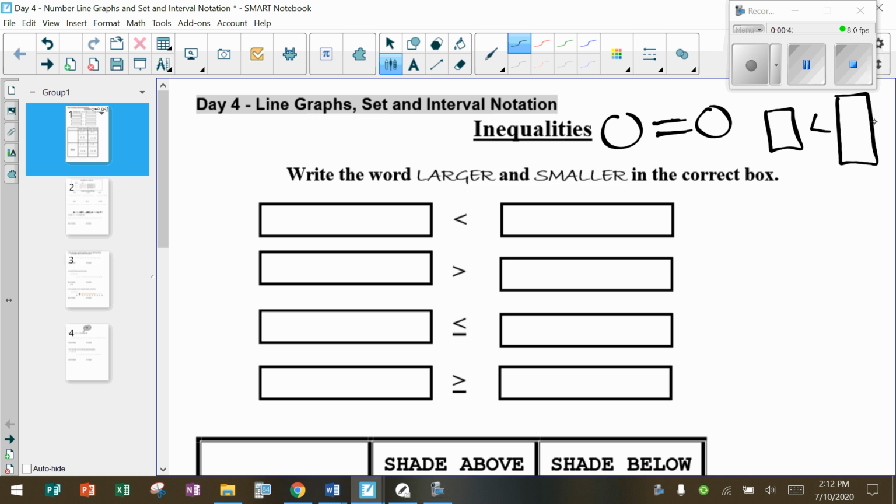Now, your elementary school teachers may have used the alligator eats the bigger number or the Pac-Man eats the bigger number, and those are all true and great, but some people just like the logic, basic explanation of why they are using that symbol. And the reason is because the bigger opening has the bigger value.